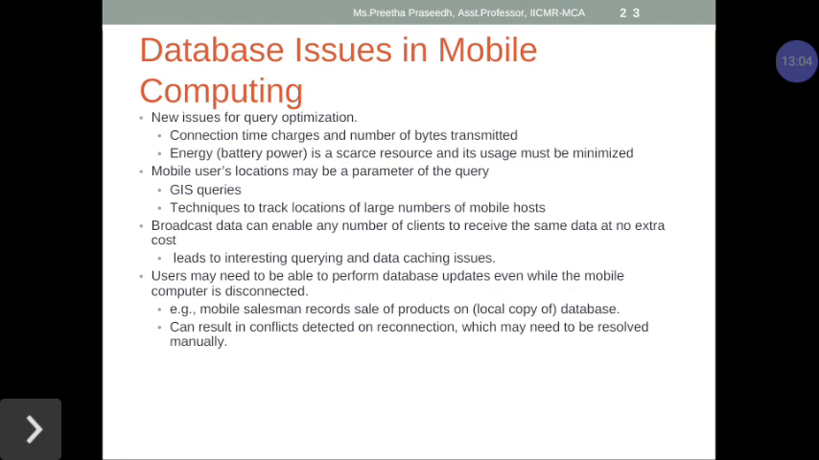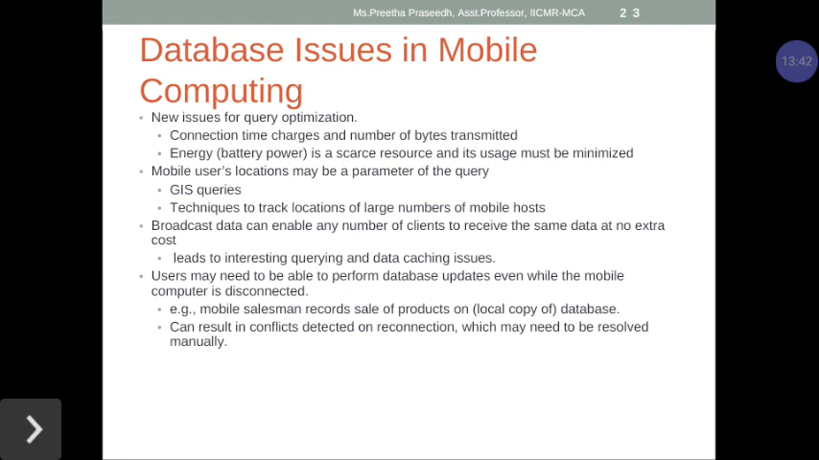Database issues in mobile computing. So what may be the issues in mobile computing? It may be query optimization, identifying the location of the mobile database, and broadcast data. So there may be issues. Network issues for query optimization are connection time charges, number of bytes transmitted, and battery power. Mobile users' location may be a parameter for the query, that is GIS queries, the kind of queries related to GIS, and techniques to track the location of a large number of mobile hosts.